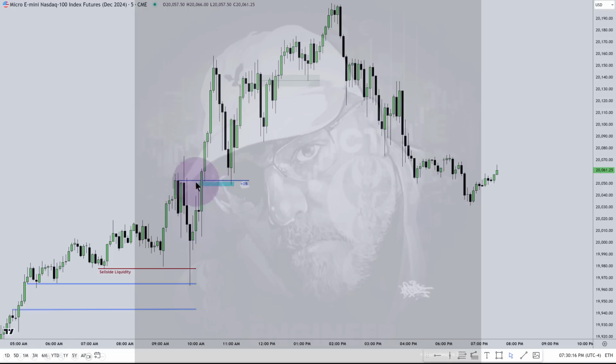Then we have this small little buy side imbalance, sell side inefficiency fair value gap. After rallying higher, it drops down into that. And later on, you can see that it did, in fact, go higher. But again, that's outside of your model. Your model is to be completed by no later than 11:30 in the morning Eastern time.